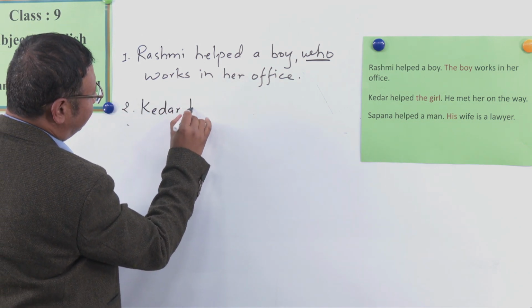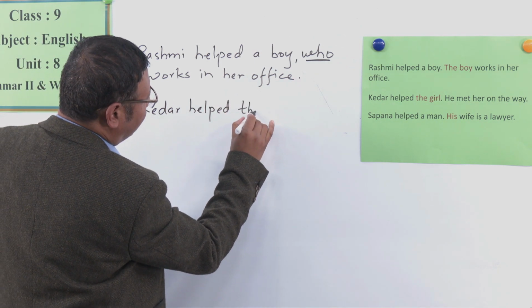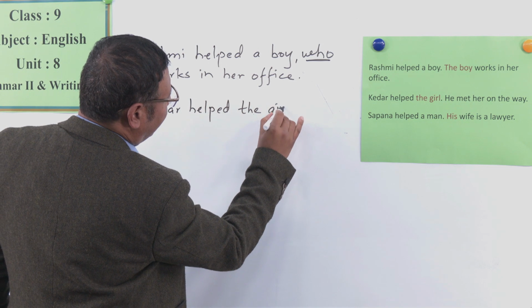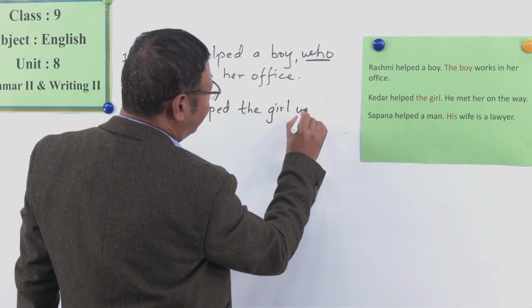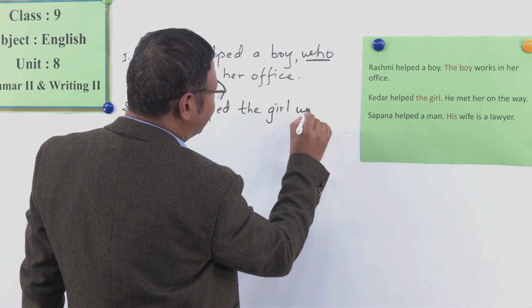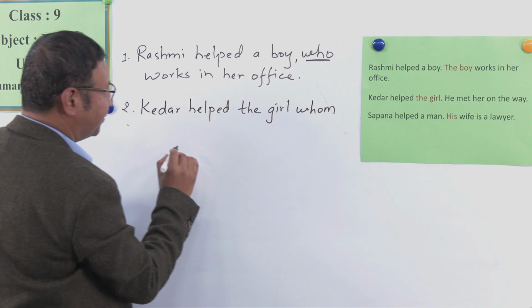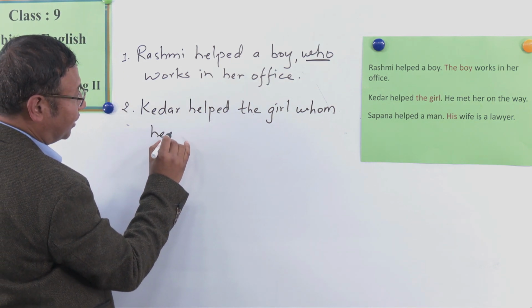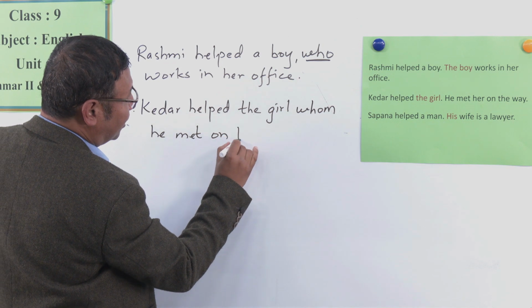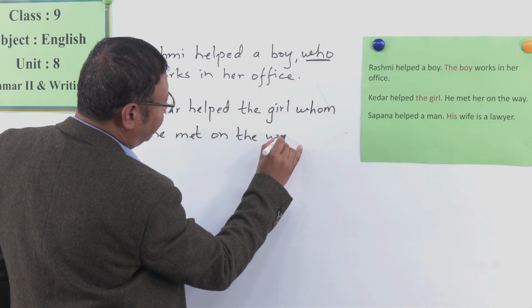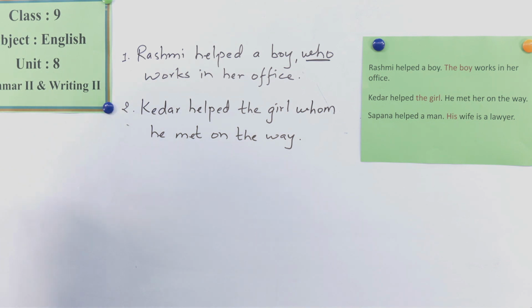Kedar helped the girl. Then "her" means, you can say "whom", whom he met on the way. So: Kedar helped the girl whom he met on the way.